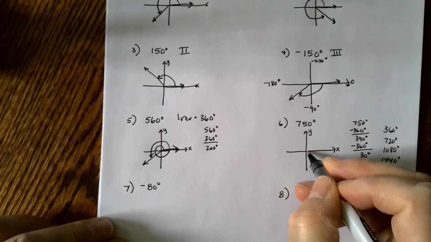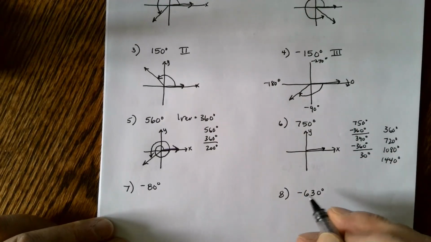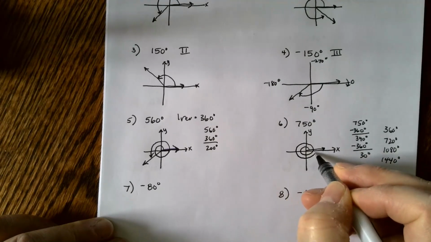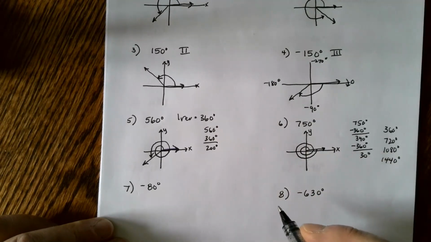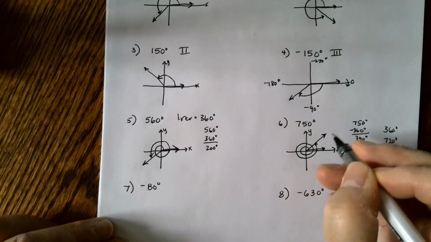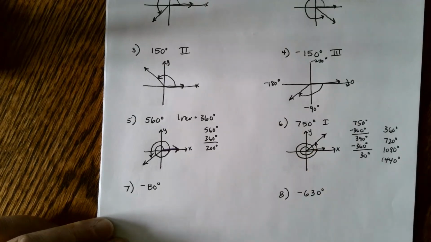So we're going to start on the positive x-axis. We're going to go around once. We're going to go around again. Now notice how I'm spiraling out from the center. I'm trying to keep this as neat as I can. And then I'm going to go 30 more degrees, which means I'm going to be in quadrant 1. So this is actually a quadrant 1 angle.